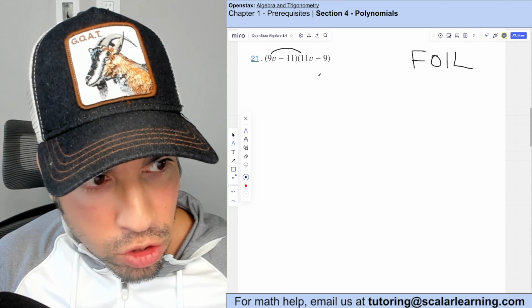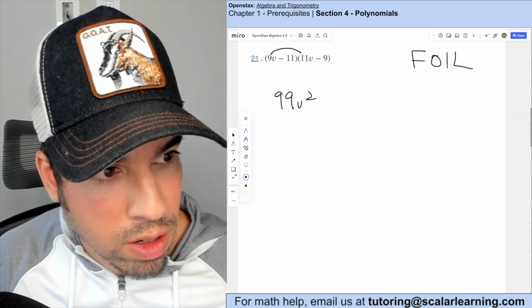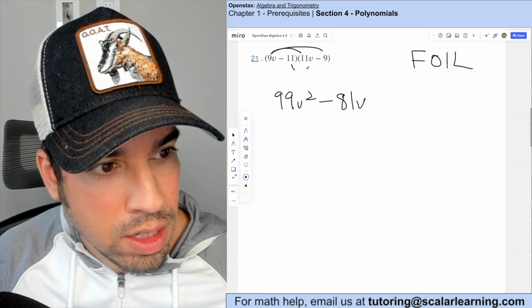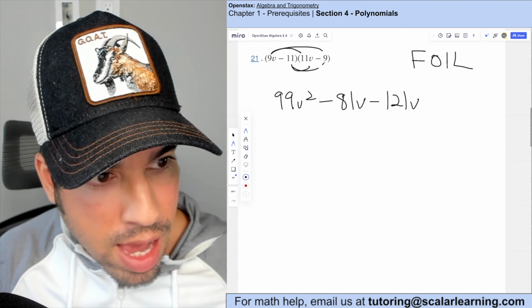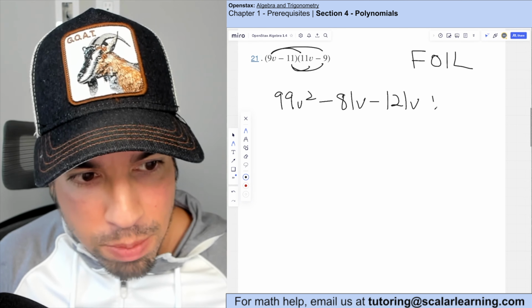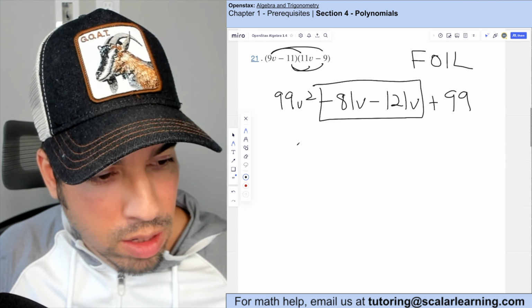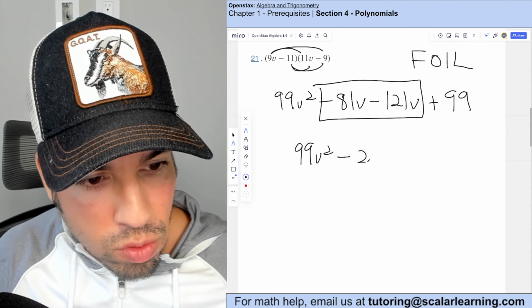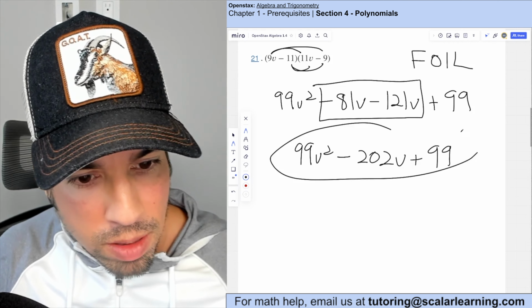Again, we're going to do the first term times the first term. 9v times 11v is 99v squared. And these guys multiply, that's minus 81v. And these guys multiply, that's negative 121v. And then the last negative 11 times negative 9 is positive 99. And we're going to combine the like terms here. So again, in front we got 99v squared. Then we got negative 81, negative 121, which is negative 202v plus 99. Boom, done.